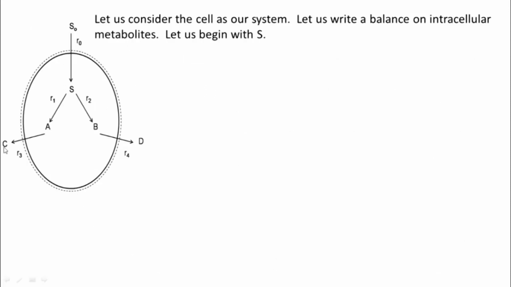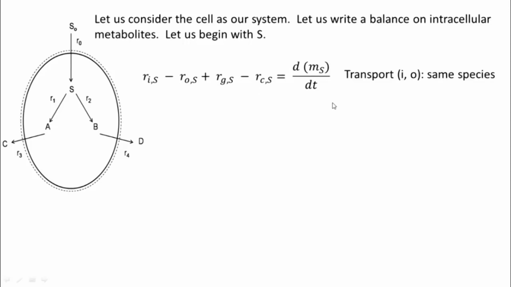Now let us consider this large cell as a system. Let us write a balance on intracellular metabolites first. I'd like you to note that if we are writing balances on intracellular metabolites, we consider the cell as our system. This is our system, and we write the balances on the metabolites inside the cell. Let's begin with this S here. So rate of input of S minus rate of output of S, plus the rate of generation of S minus the rate of consumption of S equals the rate of accumulation of S.